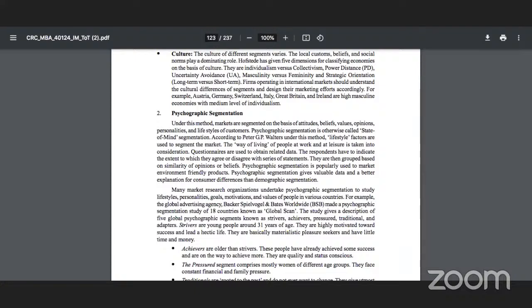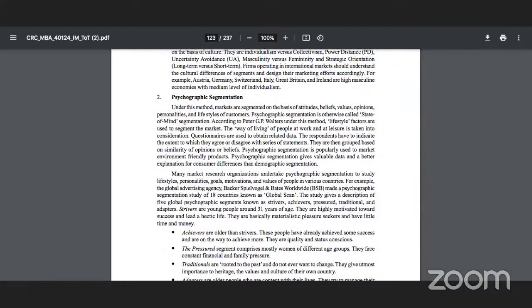Now, if we talk in terms of psychographic segmentation, according to Peter G.P. Walters, he has stated that lifestyle factors are used to segment the market, the way of living. So, fundamentally, lifestyle talks about the way of living. How people are living, both at work and at leisure, is taken into consideration. Questionnaires are used to obtain related data, and the respondents have to indicate the extent to which they agree or disagree with a series of statements. Based on that, there is a certain grouping that happens in terms of the responses, and a psychographic segmentation is done.